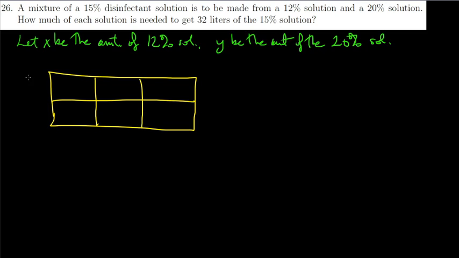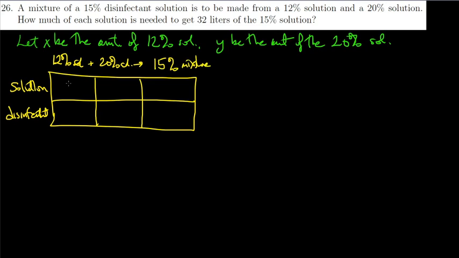So here we have the solution, and what's in the solution is the disinfectant. So those are the rows, right? And then we have the percentages, right? We have the 12% solution, we have the 20% solution, and when we mix them together, right, we don't get 32%, right? We get a 15% solution. This is the mixture.